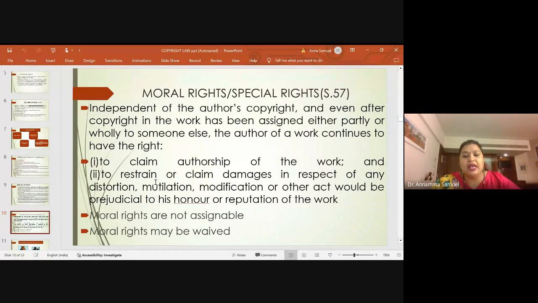In moral rights, the paternity right is very, very important, wherein if I'm a sculptor, then I have the right to claim authorship of my work. That is my work. Now, if I am the author of the work, I have the right to restrain. I have the right to claim damages if I find my work is distorted, mutilated, or modified to such an extent that it is affecting my honor and reputation.